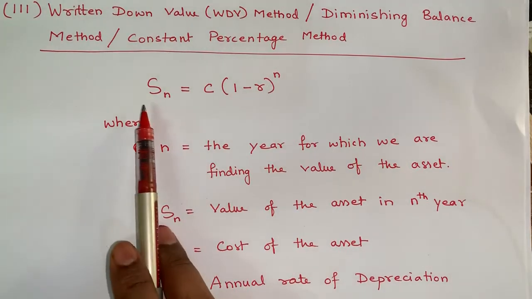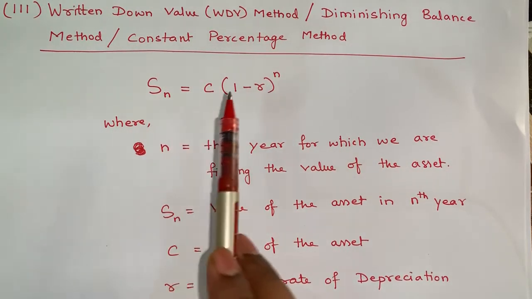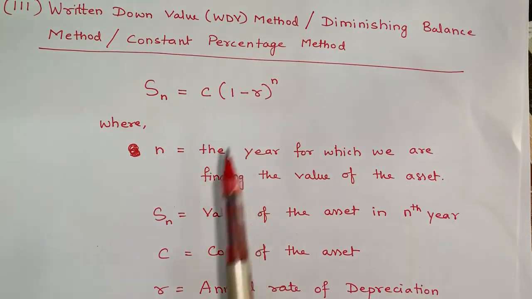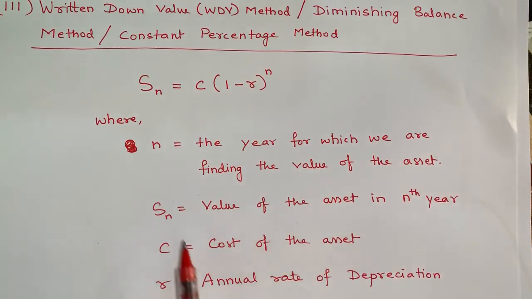Therefore, the formula for finding the value of the asset at the end of nth year is Sn equals C multiplied by (1 minus r) to the power n, where n is the year for which we are finding the value of the asset, Sn is the value of the asset in nth year, C is the cost of the asset, and r is the annual rate of depreciation.